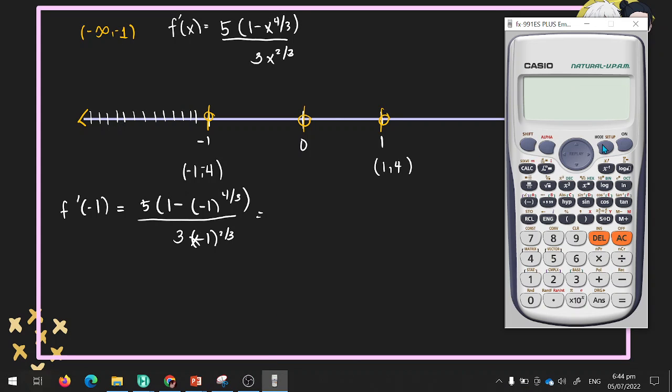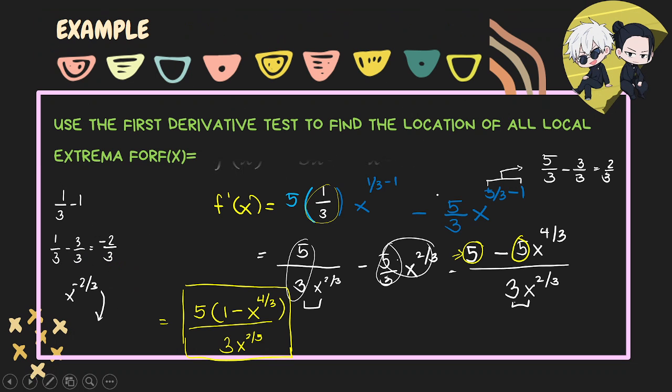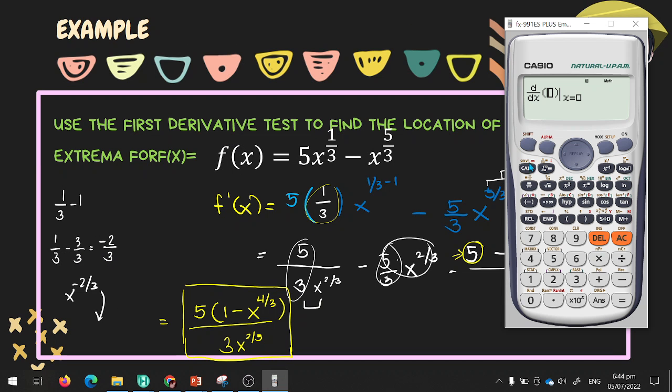So, titingnan natin. So, use your calculator again. So, type the original function, alpha ddx. We have ddx, shift ddx. Then, proceed on the original function. Ano yung original function natin? 5x raised to 1/3. 5 alpha x raised to 1/3.